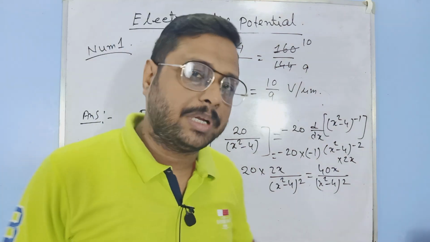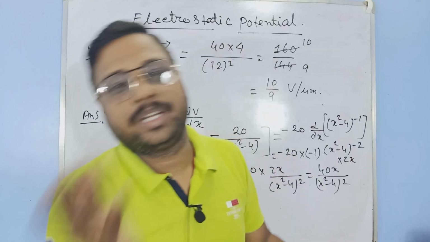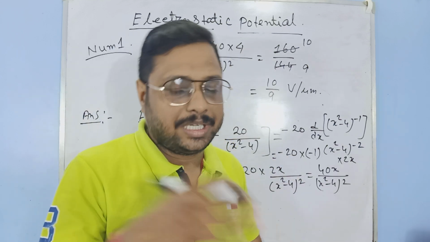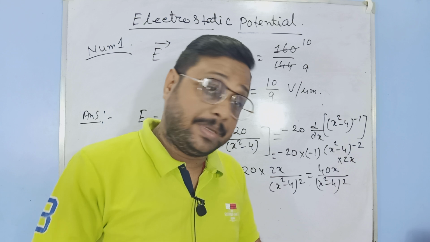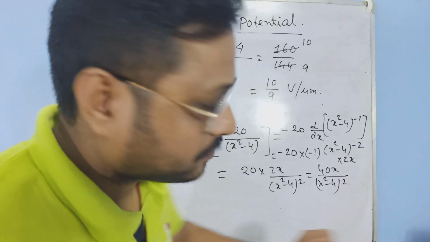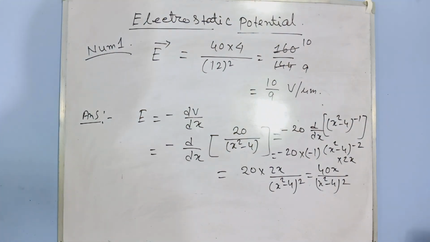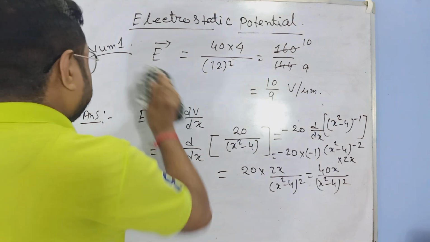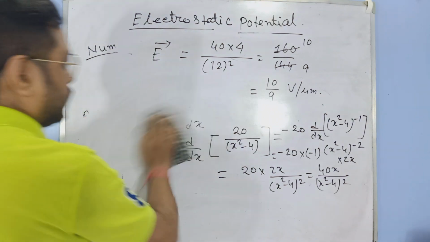In any problem, you have to only differentiate or integrate. If potential is known, to find out electric field, differentiate. If electric field is known, to find out potential, integrate. Okay. So now we go to the next level, numerical number 2.